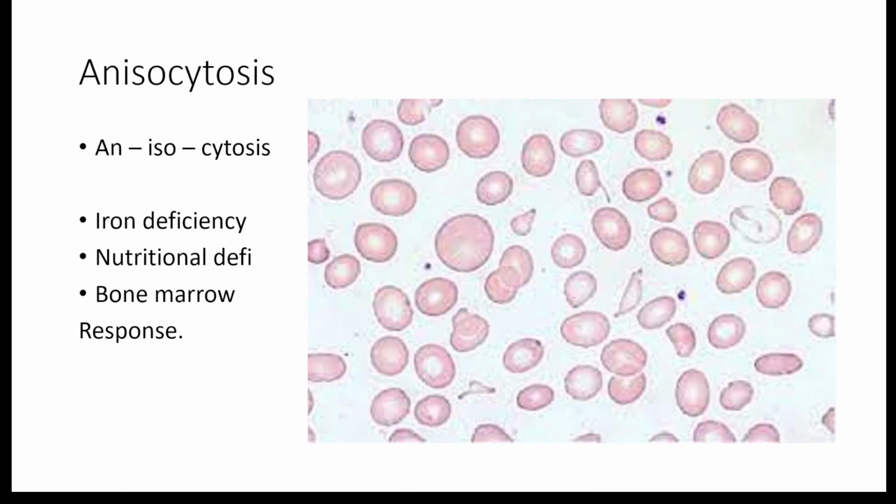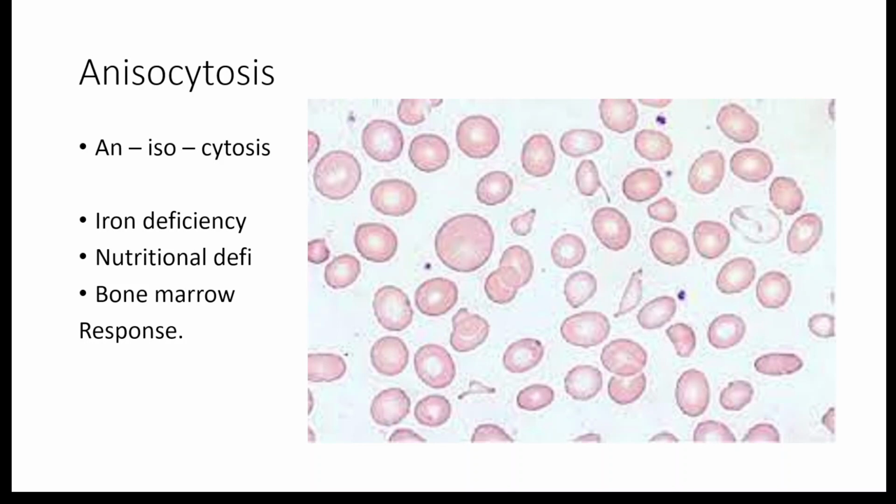Then we come to another term which is called anisocytosis. Iso is similar and aniso is varying. Anisocytosis is when the size of the RBCs considerably varies in the smear. Now, if you look at this smear, you have a small RBC over here and you have a very large RBC over here, and the other RBCs are of different sizes. So this is a classical example of anisocytosis.